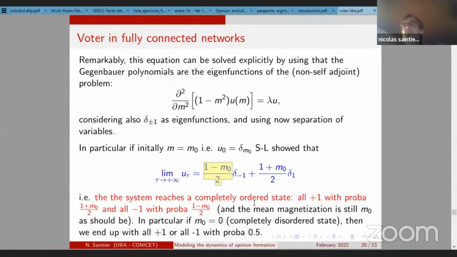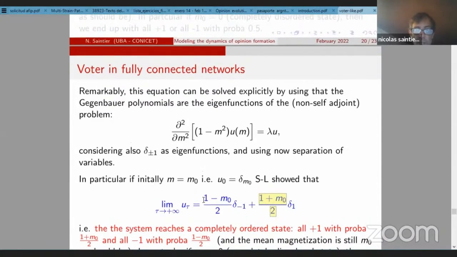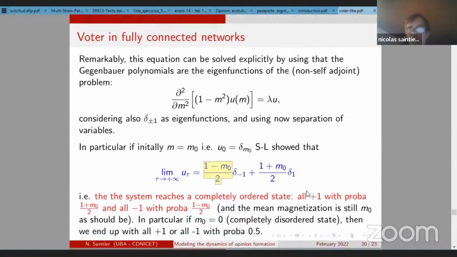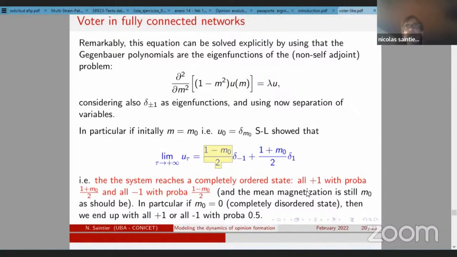And we know the mean value of the magnetization is a conserved quantity. If you take the mean value of that, you get M0, because you get (1 minus m0) over 2 times minus 1, plus (1 plus m0) over 2 times 1. That is exactly m0. So we have the conservation of the mean value of the magnetization, which we already know. But here it's better because we have the final stationary state, though it's a real probability measure, quite singular.